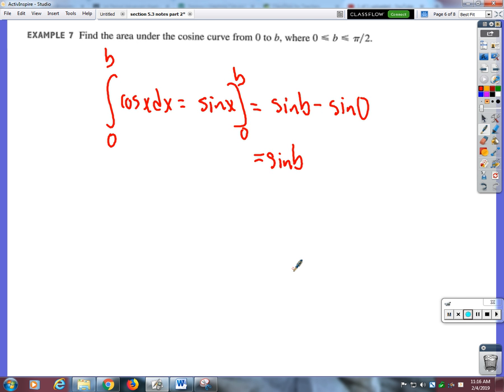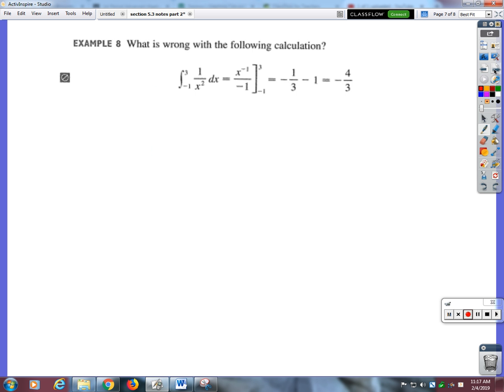So if you're going from 0 to a number, as long as it's in between 0 and pi over 2, if you get past pi over 2, then you get some negatives in there and things get a little bit more complicated. But to find the area underneath the cosine curve in that first little piece right here, all you do is you take the sine of whatever that value is, and that gives you the area of the region. Super easy.